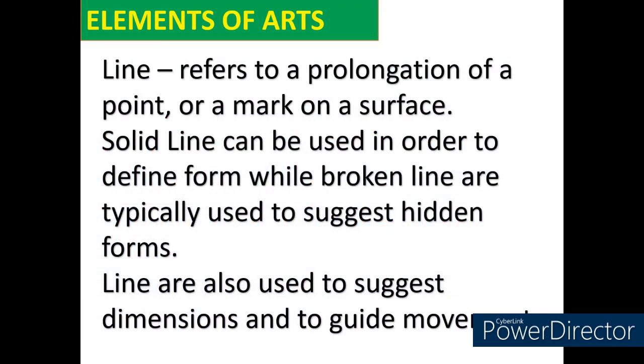We have different elements of arts. The number one is line. It refers to a prolongation of a point or a mark on a surface. A solid line can be used to define form, while broken lines are typically used to suggest hidden forms. Lines are also used to suggest dimensions and to guide movement.